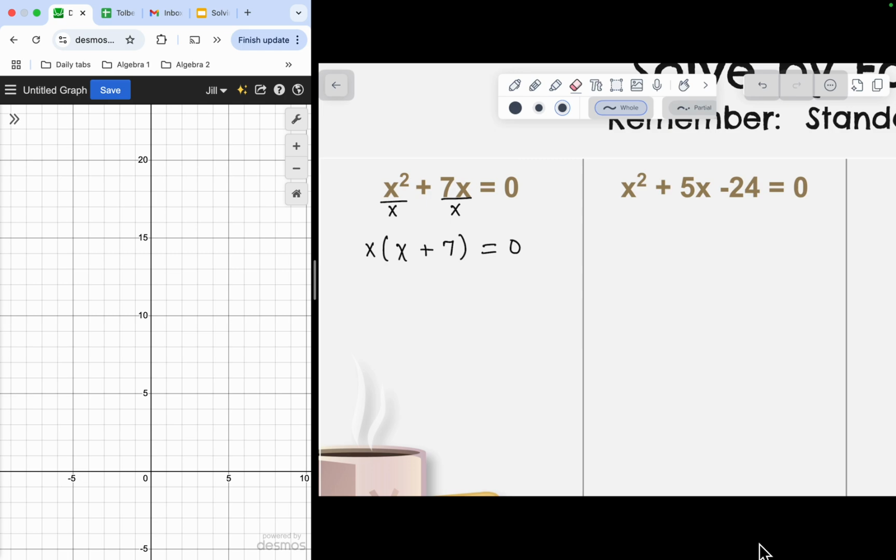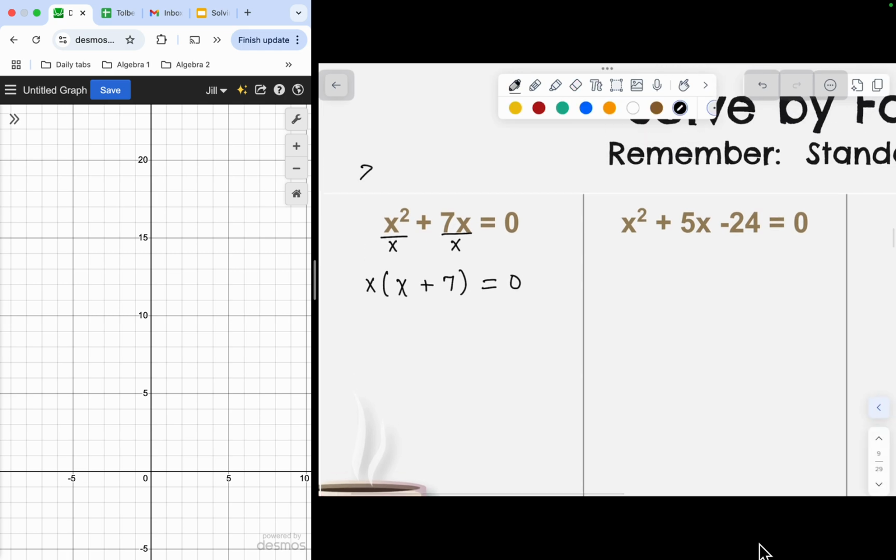And then when we get to this point, we use something that is called the zero product property. The zero product property says that when two numbers multiply to give us a product of 0, one of the factors has to be 0. It doesn't matter which one. But if two numbers multiply to give us a product of 0, then one of the factors has to be 0. So here we have two factors. We have a factor of x, and we have a factor of x plus 7.